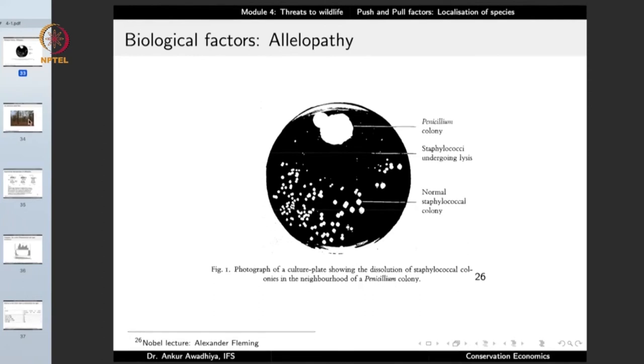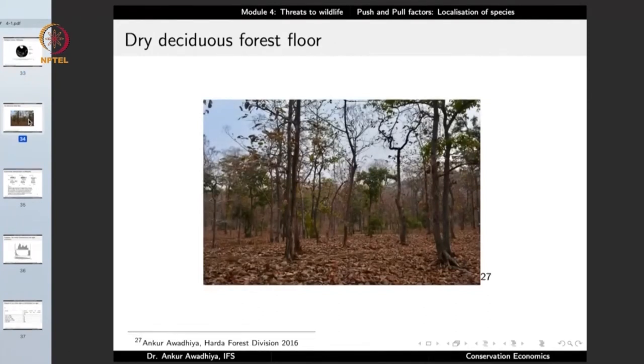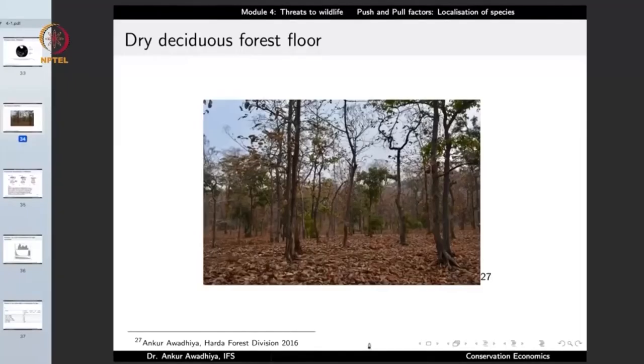And we find allelopathy not just in these microorganisms, but also in the case of plants. So if you consider a dry deciduous forest floor, and especially one that is dominated by teaks, you will find very less vegetation in the ground cover. Now, why is that so? Because the leaves of teak, when they fall down, they carry with them a chemical that inhibits the growth of a number of species of plants. So we find allelopathy because of these leaves in a dry deciduous forest as well.